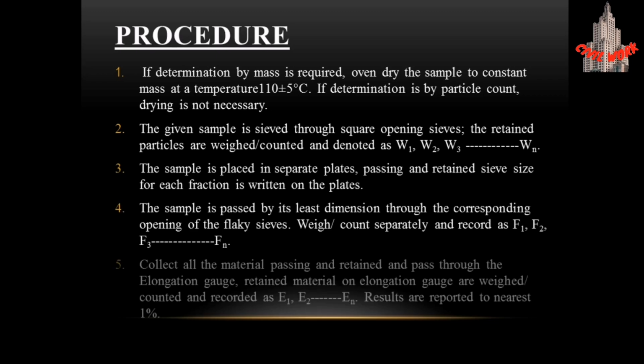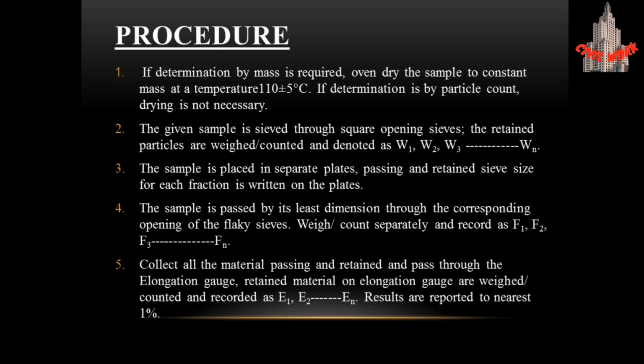Coming towards the most important part of the test, which is the procedure. If determination by mass is required, oven dry the sample to constant mass at a temperature of 110 degree plus minus 5 degree centigrade. If determination is by particle count, drying is not necessary. The given sample is sieved through square opening sieves. The retained particles are weighed, counted and denoted as W1, W2, W3 and onwards.